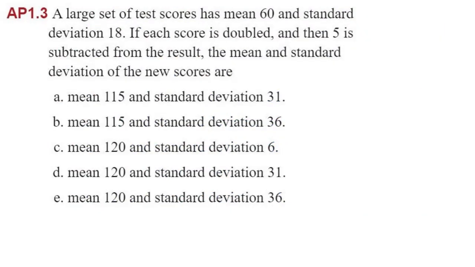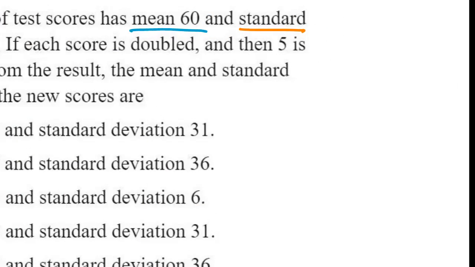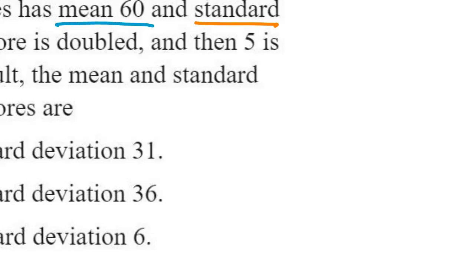Can you do the next question, the 1.3? Yep. A large set of test scores has a mean of 60 and a standard deviation of 18. If each score is doubled and then 5 is subtracted from the result, the mean and standard deviation of the new score are.